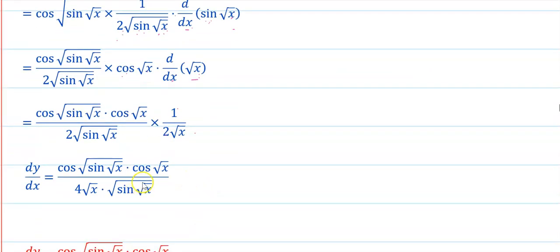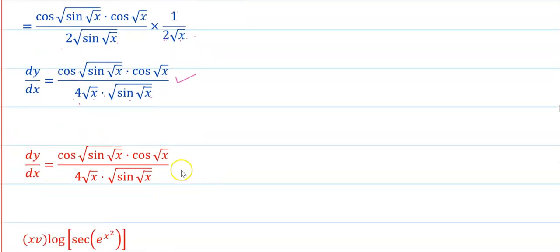Next, lastly, the multiplication. Here is 1 upon 2 root x. 2 into 2 will become 4. This is root x into root of sine of root x. So in the denominator, 4 root x into root of sine of root x. What about the numerator? In the numerator, cos of root of sine of root x into cos of root x, and this is the answer. Hence dy by dx is equal to this, you have the answer.